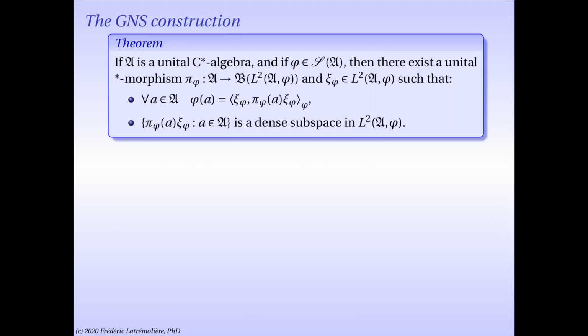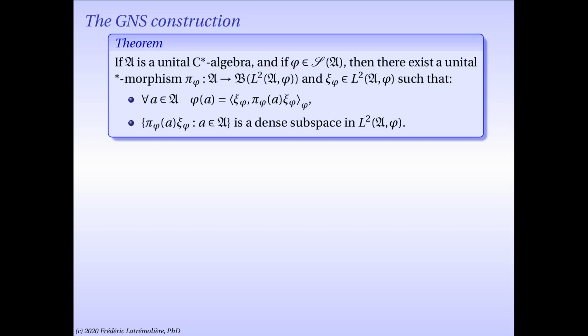We have now arrived at our main result, the GNS construction or Gelfand-Naimark-Segal construction. It states that if you give me a unital C star algebra and a state phi of that unital C star algebra, then there exists a unital star morphism from that C star algebra to the C star algebra of continuous linear endomorphisms of the Hilbert space L2 for your C star algebra and your state phi. So this is already very interesting, but there is actually more.